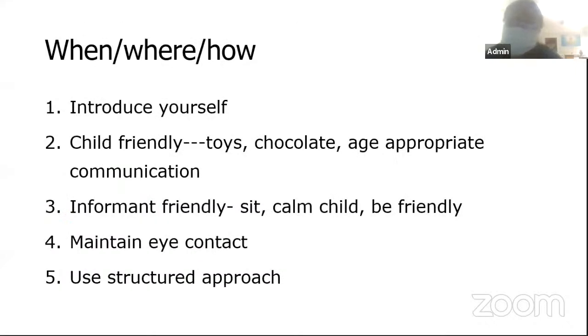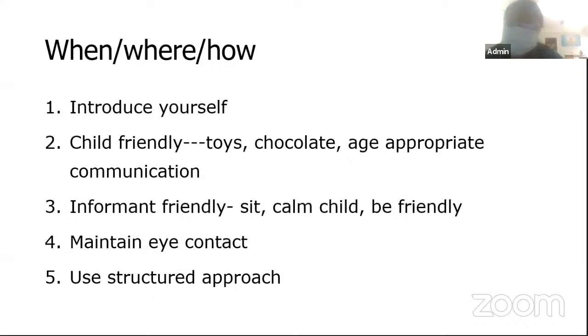The important thing is when, where, and how to take a history. Before taking a history or doing an examination, you have to introduce yourself: I'm this person, I'm studying in this semester, and I'm doing this house surgency. You should be child friendly and also informant friendly. You should bring toys, chocolate; age-appropriate communication has to be done with the patient. Baby talking won't be tolerated by adolescents. You should know all these things.